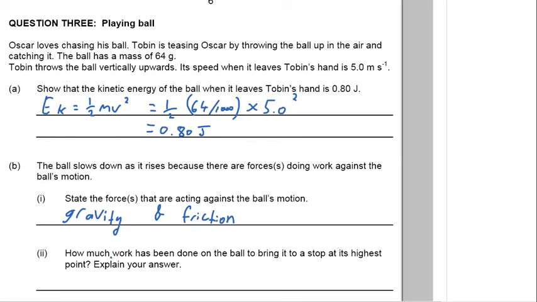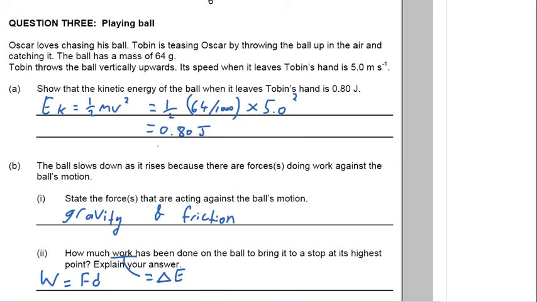II, how much work has been done on the ball to bring it to a stop at its highest point? Well, when you look at your formula sheet, you're going to see that work equals force times distance, and you're going to read through here and there's no distance, and you're like, okay, how do I do this? Well, I know that work is equal to the change in energy. Okay, so it's got kinetic energy when it starts off, and it gains gravitational potential as it goes to the top, and then it comes back down. I can use gravitational potential energy as mass times gravity times height. I know mass, I know gravity, I still don't know height, so that's not going to work for me. But I do know what the kinetic energy was.